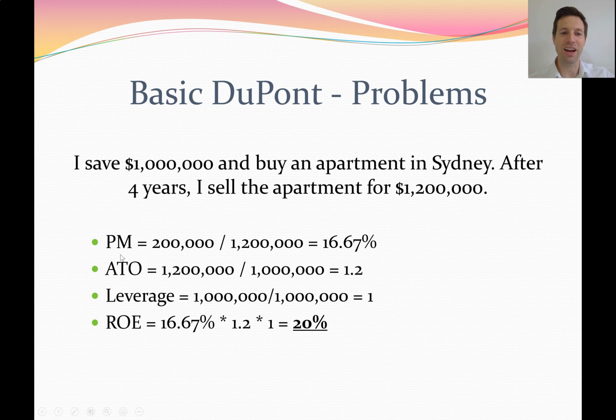However, I can calculate my profit margin, $200,000 profit over a $1.2 million total sales revenue equals 16.67% profit margin. My asset turnover, my sales revenue divided by my average assets of the million, and the leverage of the transaction. $1 million assets over $1 million equity, my leverage was equal to 1. I didn't use any borrowing. And we multiply them together and we get an ROE of 20%. So the system's working, we have our Dupont analysis and it's working for that same transaction. We're getting the same return on equity.